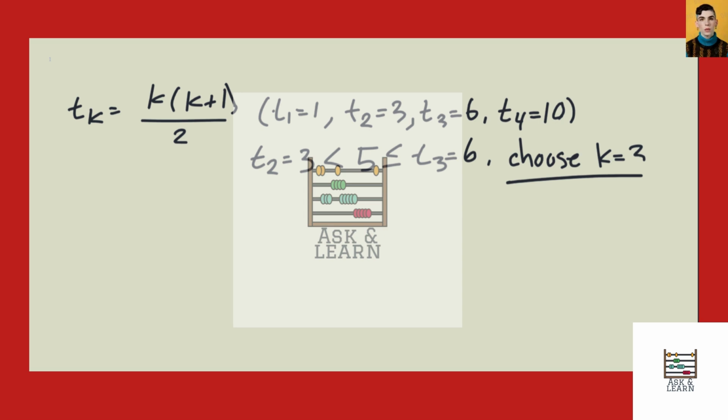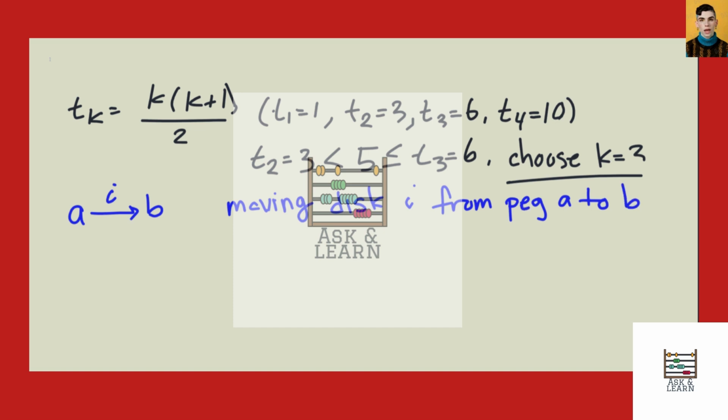Okay, so for notation, I'm going to consider, let's say, pegs A and B. So this is moving disk, say I, from peg A to peg B. Okay, just to simplify how much I'm writing here.